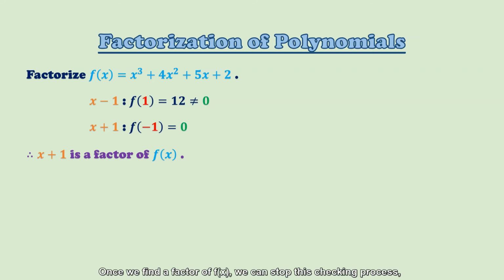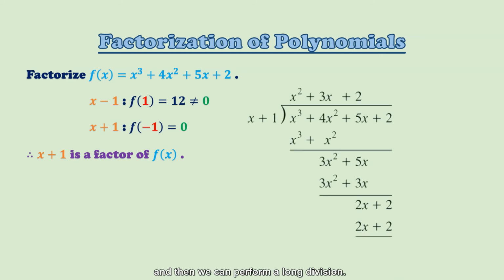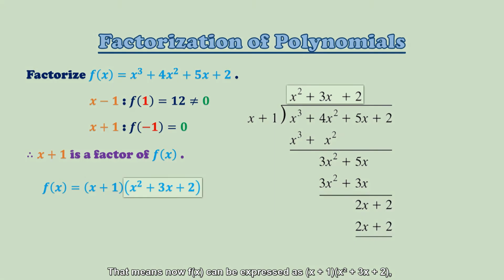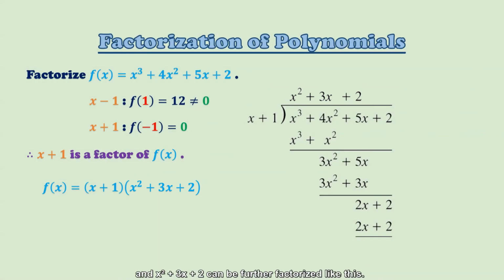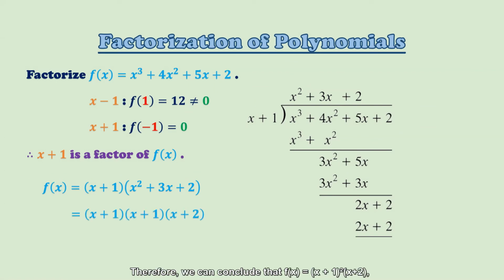Once we find a factor of f(x), we can stop this checking process, and then we can perform a long division. Now the quotient in this division is another factor of f(x). That means now f(x) can be expressed as (x + 1)(x^2 + 3x + 2). And x^2 + 3x + 2 can be further factorized like this. Therefore, we can conclude that f(x) is equal to (x + 1)^2(x + 2). And this is the result of the factorization of f(x).